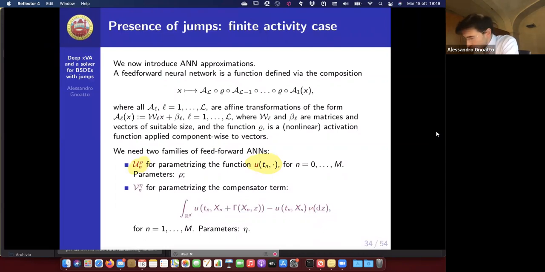So what I want to do is to introduce a second family of neural networks, and this second family of neural networks will directly approximate the whole integral. So I want to avoid this very high dimensional integration problem. In a certain sense, I need to teach the second family of neural networks how to correctly compensate the jumps of the BSDE. So this is the tricky part of the algorithm.